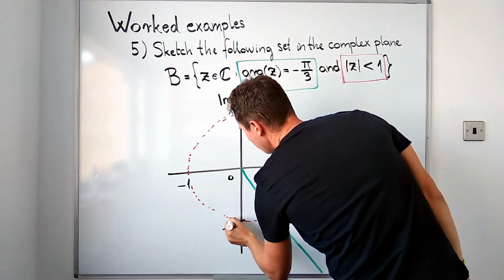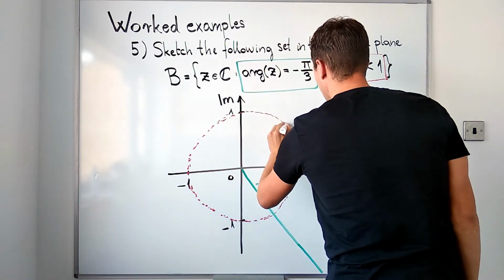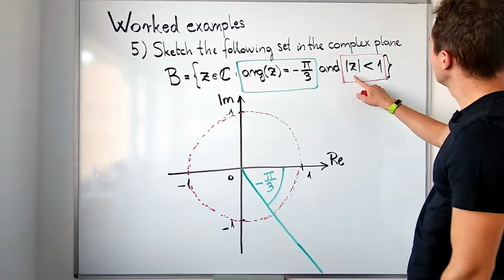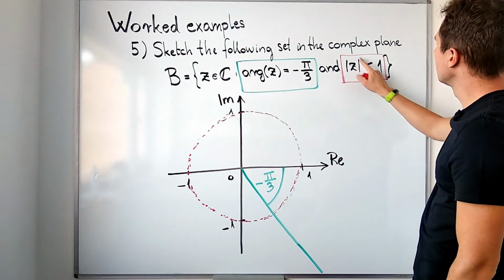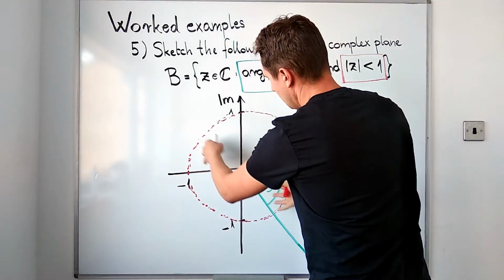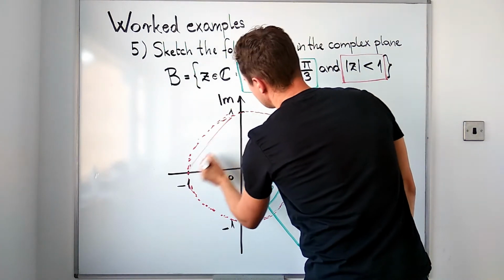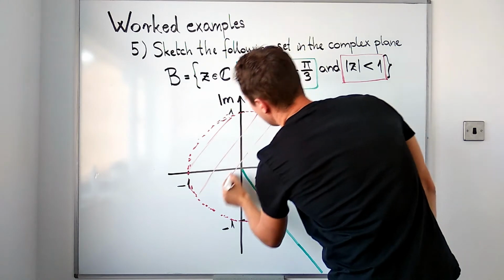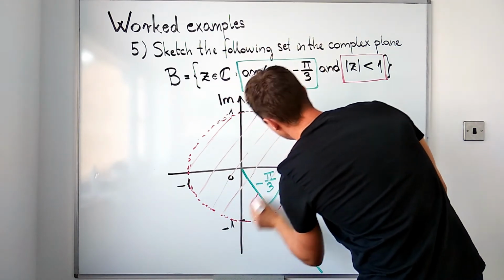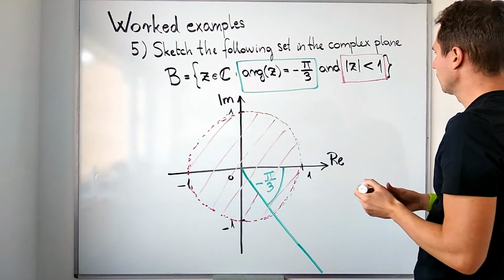So these points all have a distance from the origin that is equal to 1, but what we are interested in is the numbers that have moduli that are less than 1. So they are closer to the origin than 1 unit of distance. So it's this open disk that we have to consider. So all numbers inside this circle satisfy the second inequality.